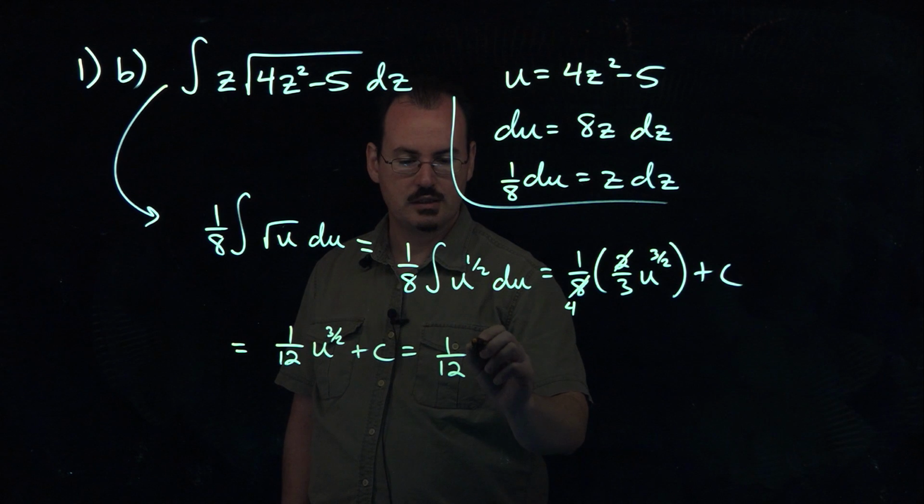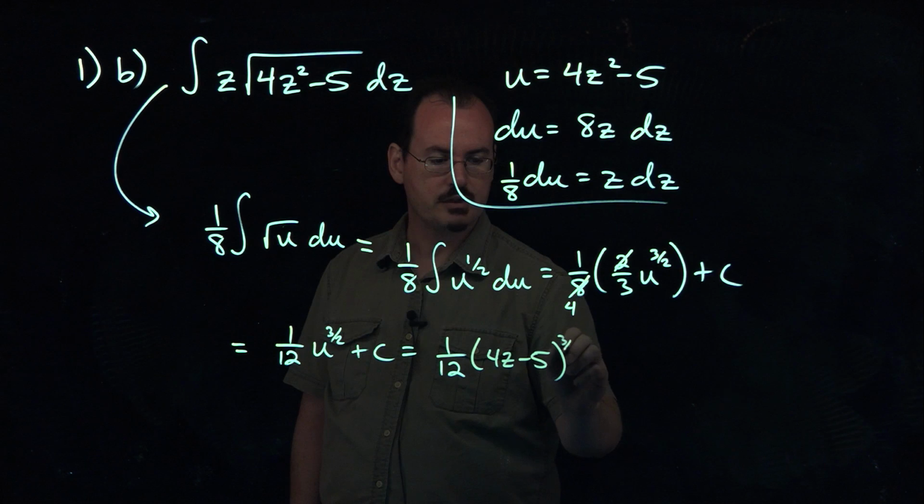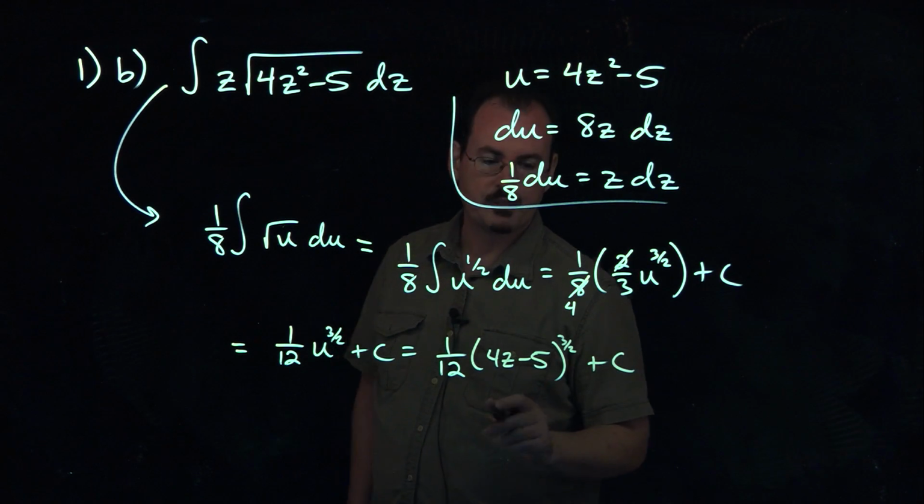And lastly, let's go ahead and replace that u back with what it was. It's 4z squared minus 5. And that's raised to the 3/2 power plus our constant. And so that should do it.